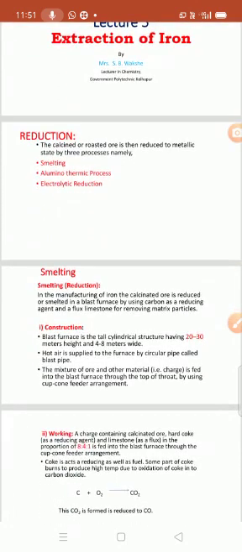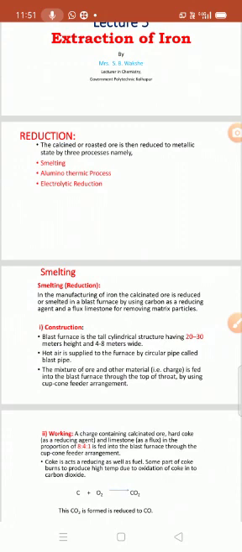So the next step is reduction. Reduction is also called smelting. The calcined or roasted ore is then reduced to the metallic state by three processes, namely smelting, the aluminothermic process, and electrolytic reduction. The smelting method is used for extraction of iron.